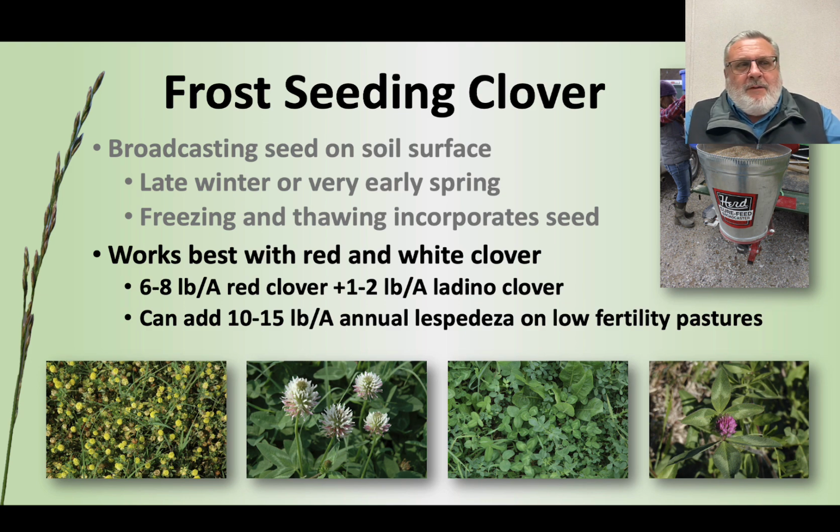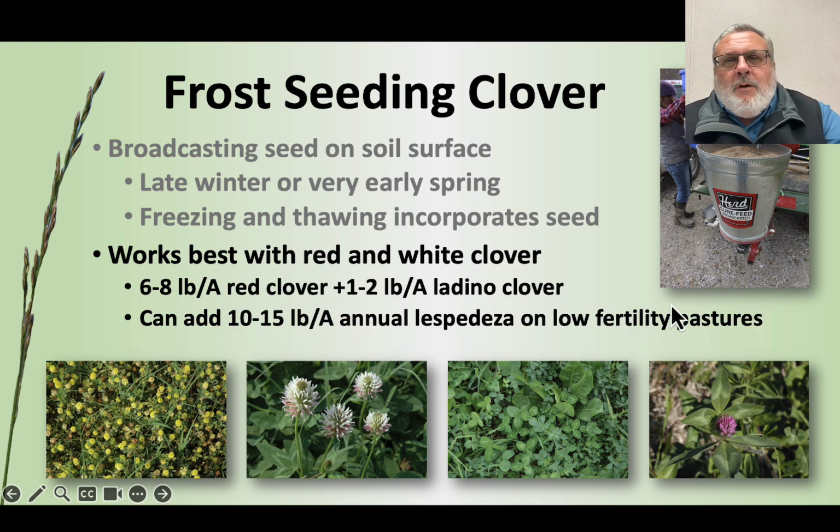Not so well with alfalfa and grasses. We can seed 6 to 8 pounds of red clover and 1 to 2 pounds of ladino clover on these pastures that have been with light disturbance. And we can also add 10 to 15 pounds of annual lespedeza on lower fertility pastures.